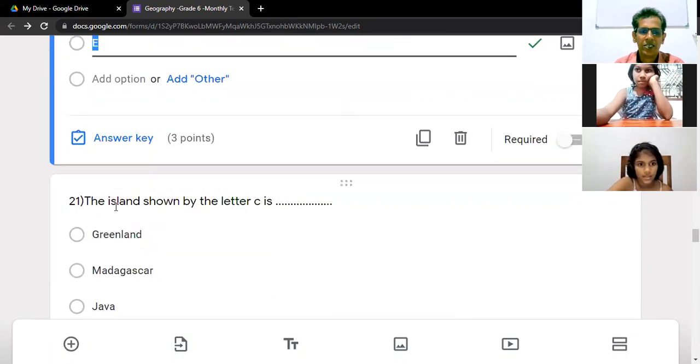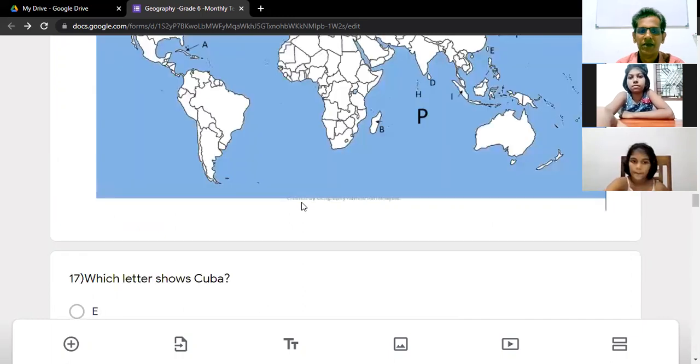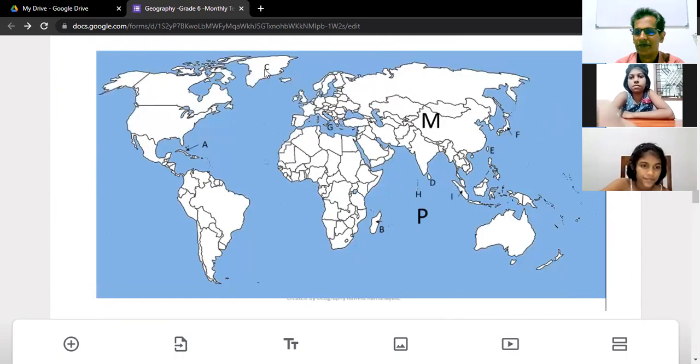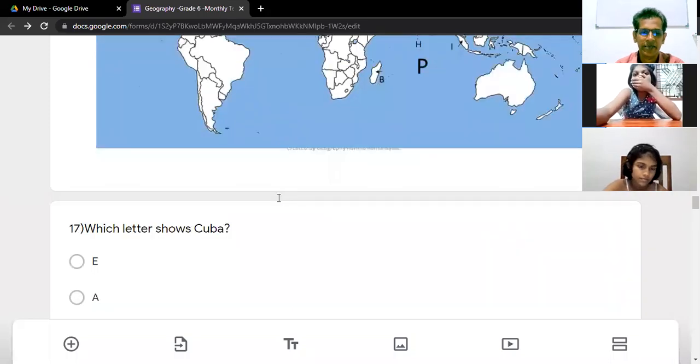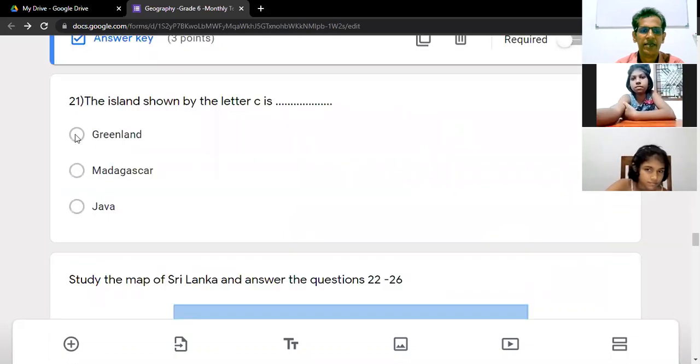The island shown by letter C is Greenland. The largest island in the world, Greenland, is indicated by letter C. Letter C, Greenland.